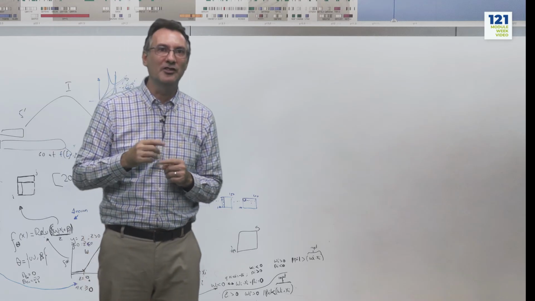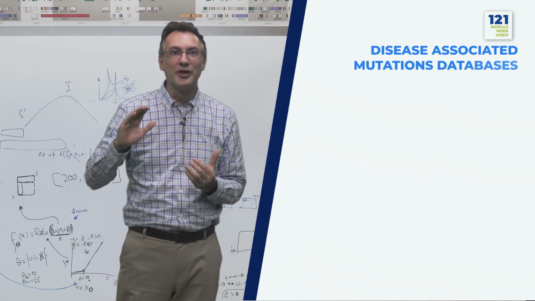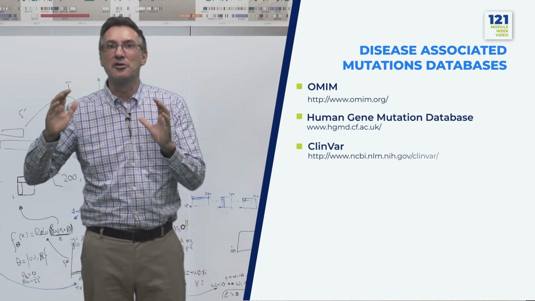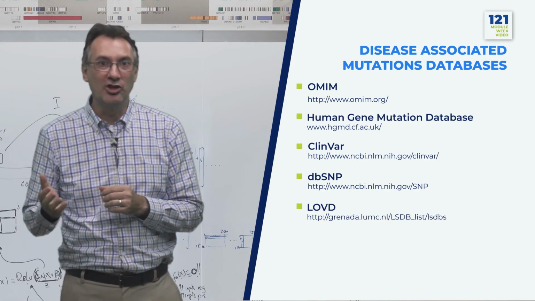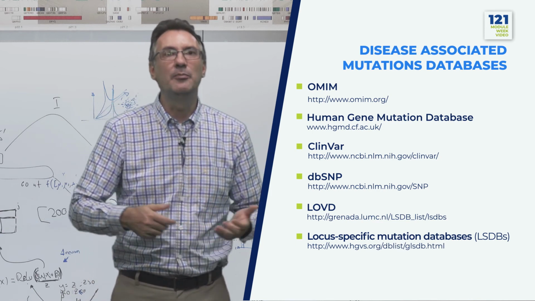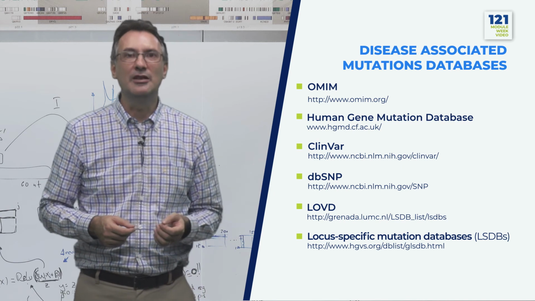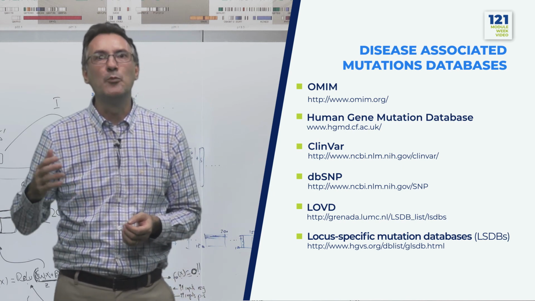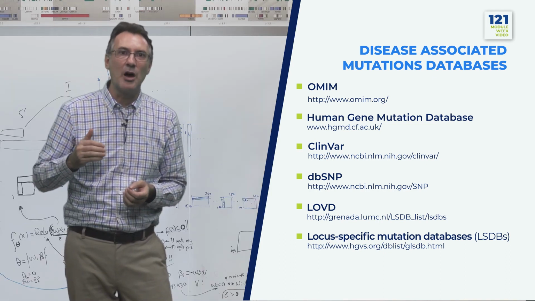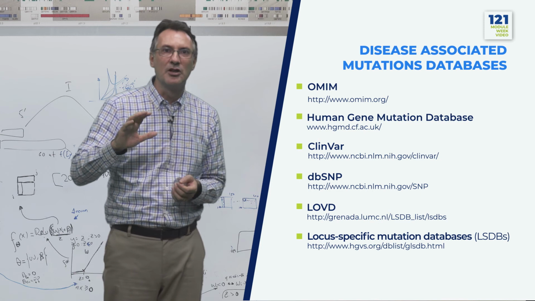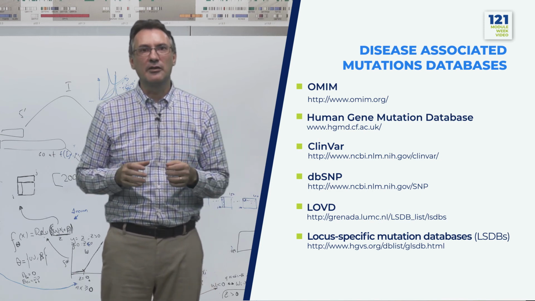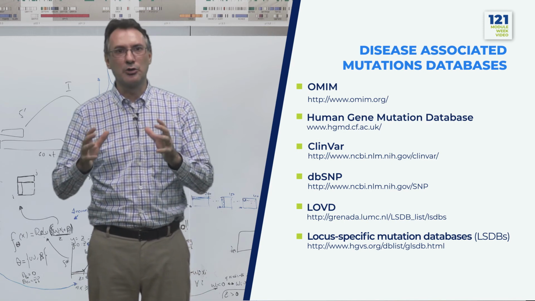OMIM is not the only available resource linking human genetic diseases and their causing gene. Several other databases are available that attempt to record disease-causing or disease-associated, in other words, pathogenic variations. These include the Human Gene Mutation Database, ClinVar, dbSNP, LOVD, and the Locus Specific Mutation Databases, LSDB. All these databases somehow claim to be more complete on specific aspects, yet the bottom line is that they are all based on manual curation.